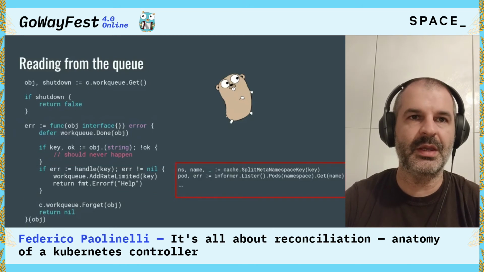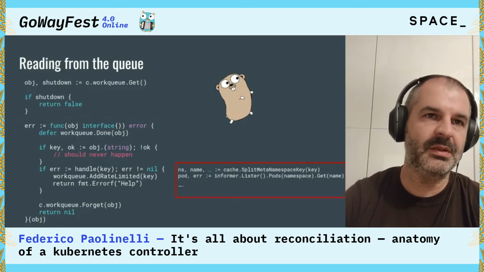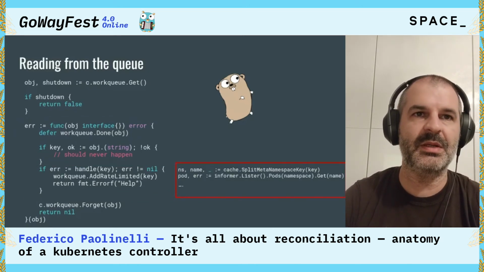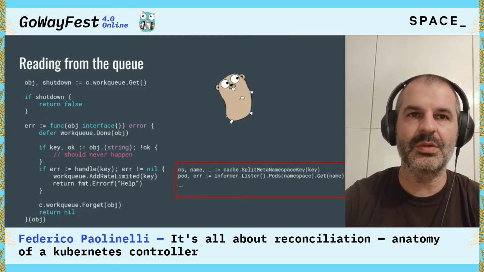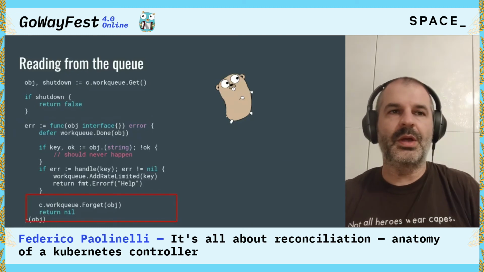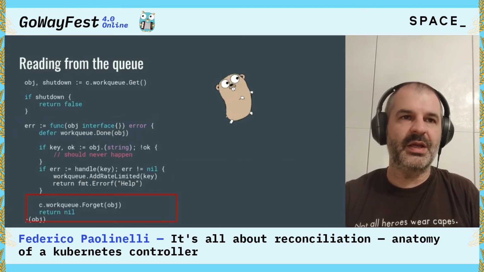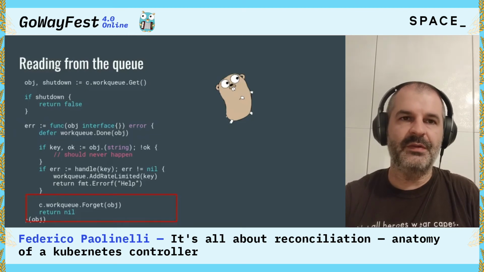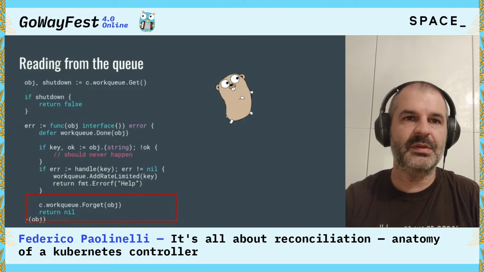This is how we handle the key. We split the key in namespace and name, and then the first thing we do is to retrieve the real object. And then when we are good, we ask the queue to forget about the object because everything is fine and we are happy and we processed the element successfully.